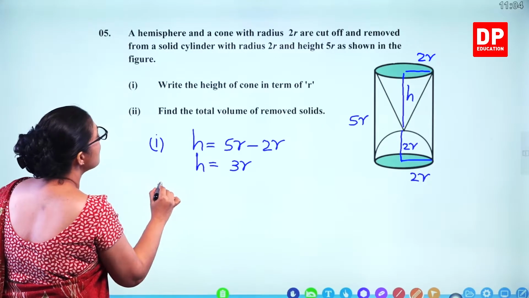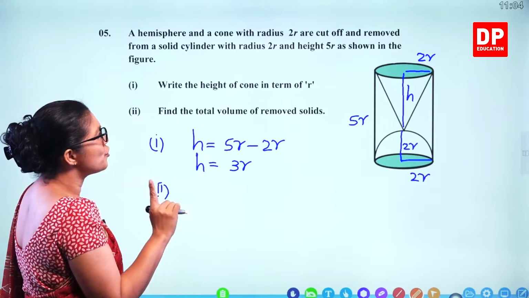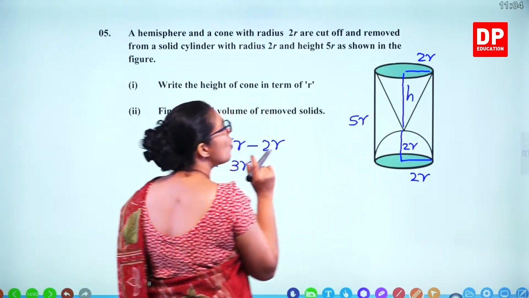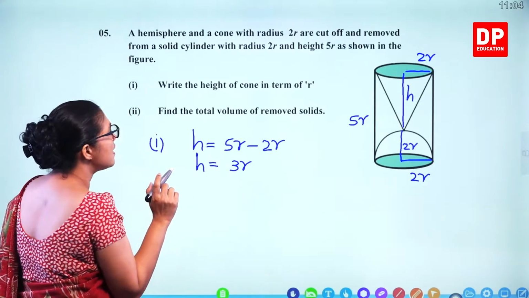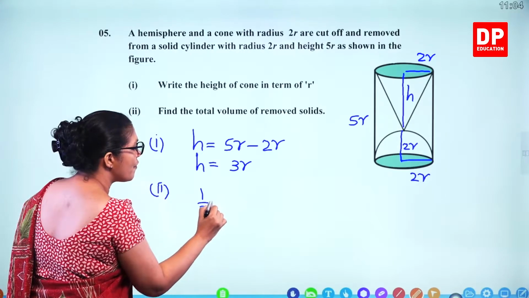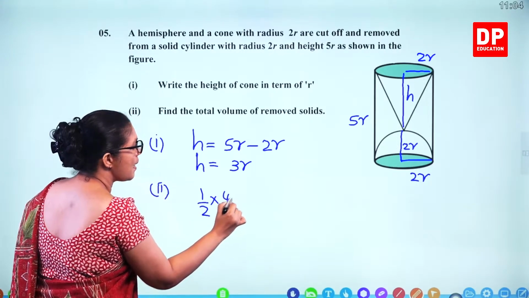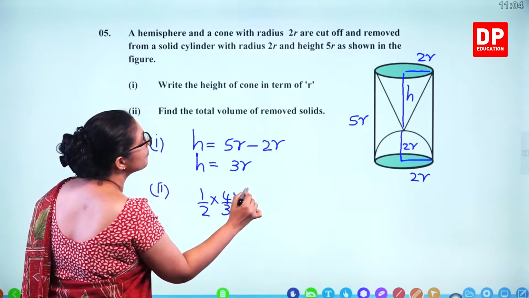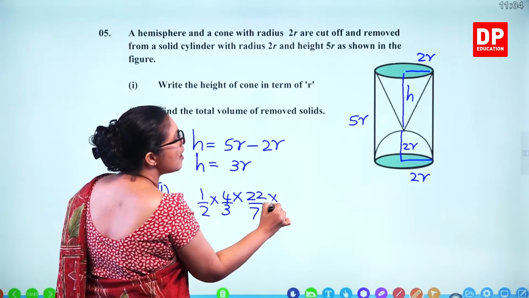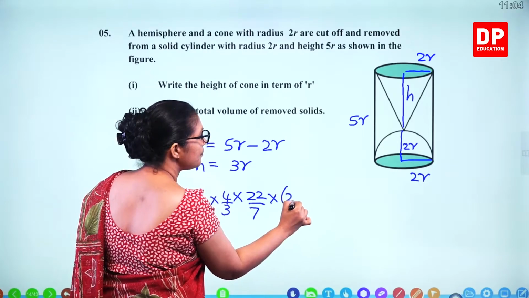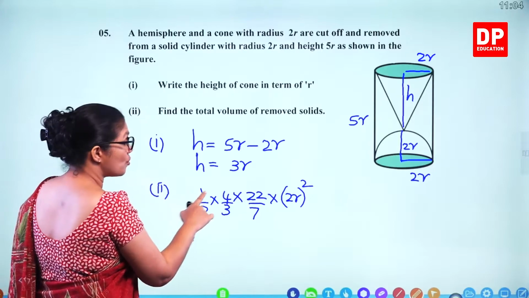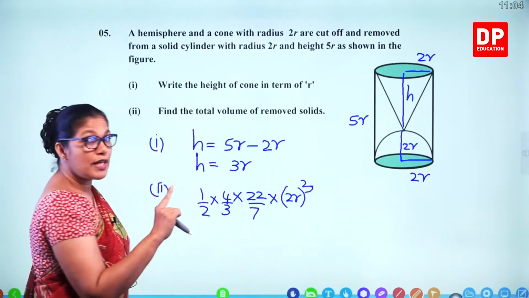Then the second part, find the total volume of removed solids. So volume of this and volume of cone. So what is the volume of hemisphere? Half of 4/3 pi, that's 22 over 7, r squared, 2r cubed, 4/3 pi r cubed.